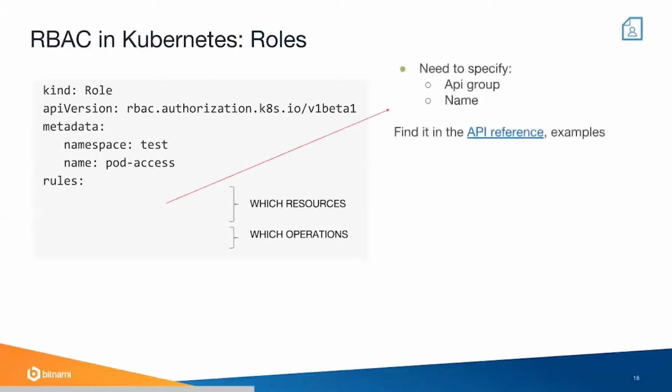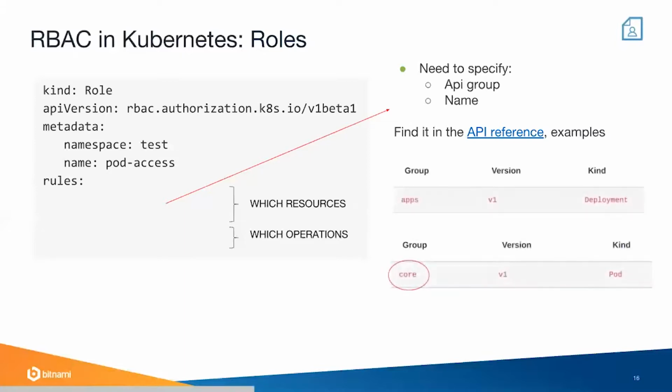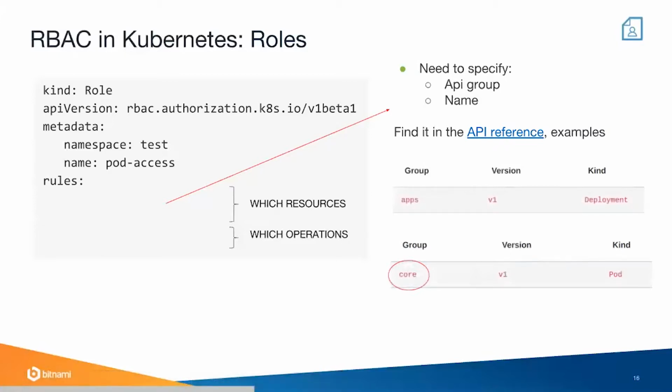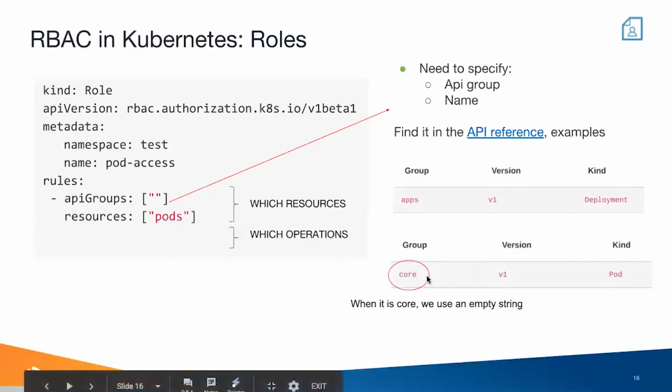Let's go to the first part. In this first part, you will specify as resources the API groups and the names of resources. And how do you know that information? You will just go to the API reference in Kubernetes, for example, if we want deployments or pods. Let's talk about the case of pods. It will say, okay, this is the name of the resource and this is the API group. In the case of deployment, it will be different. This is a small exception, but in the case of the group core, you will put just an empty string. But that's the idea, basically.